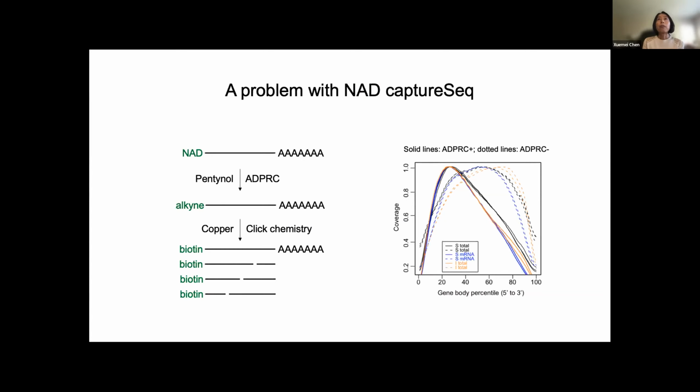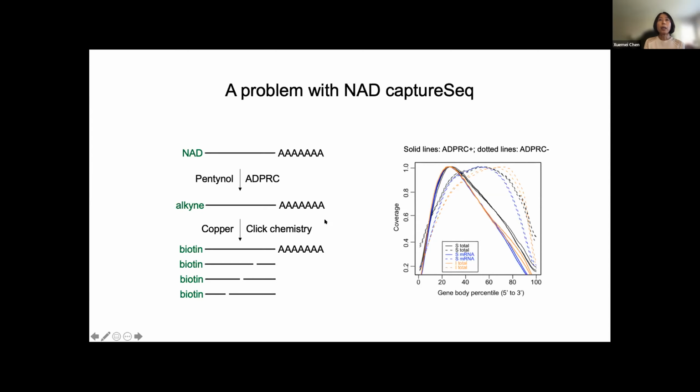So in our efforts to profile NAD RNAs, we realized a problem, and that is if you look at the gene body distribution of the read counts in the ADPRC plus samples, we see this 5' skew in the read count distribution in the gene body. Whereas in the ADPRC minus samples or in regular RNA-seq, we see a pretty much uniform representation of the reads along the gene body. So we thought about why we would have this 5' skew in the ADPRC plus samples.